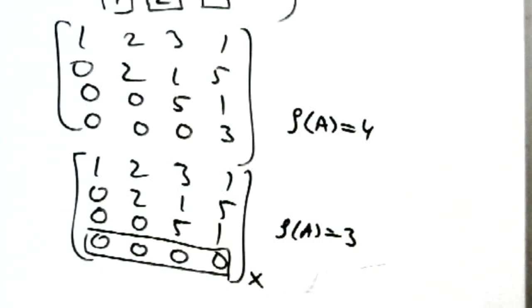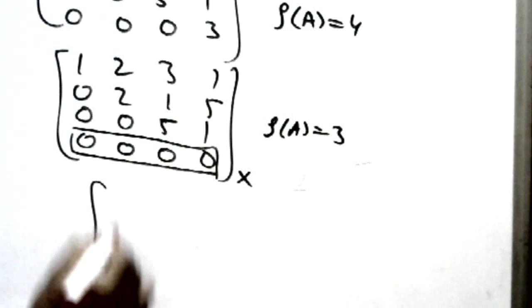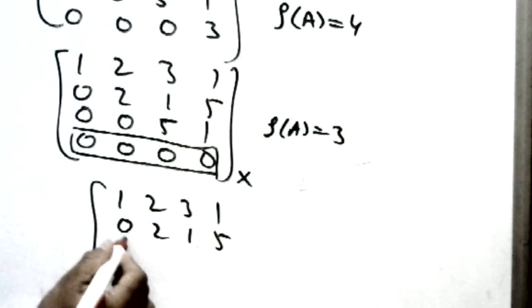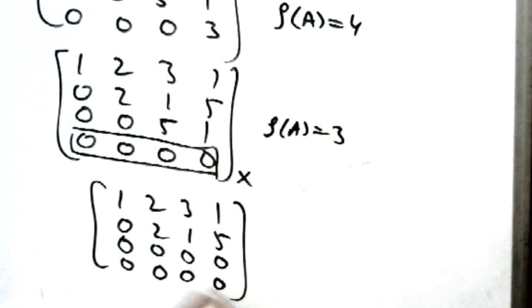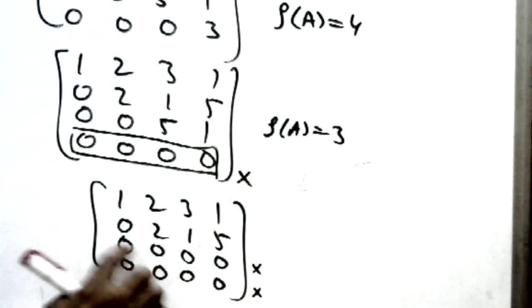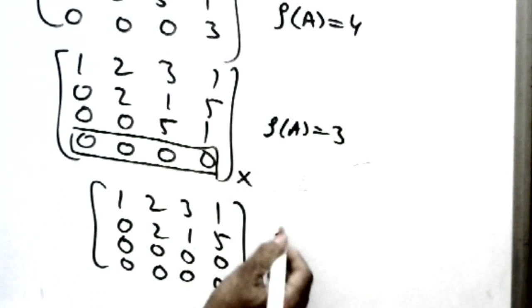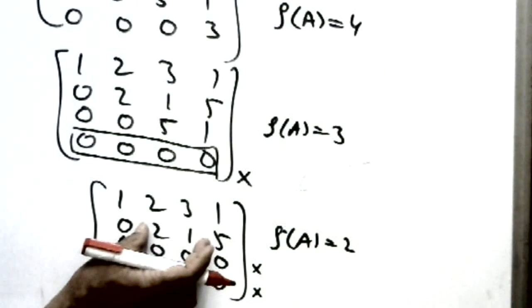Sometimes this 2 also becomes 0, like this. See here, sometimes this also will become 0, like this: 1 2 3 1, 0 2 1 5, 0 0 0 0, 0 0 0 0. So how many non-zero rows are there? Only 2. These 2 rows become all zeros, so these are zero rows. We do not count these. So the rank of A will be 2.